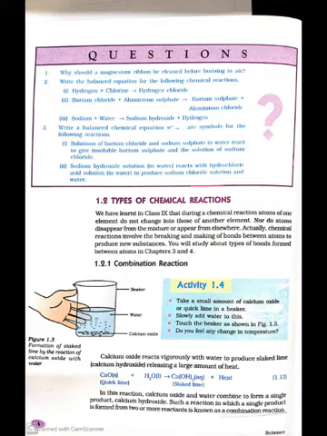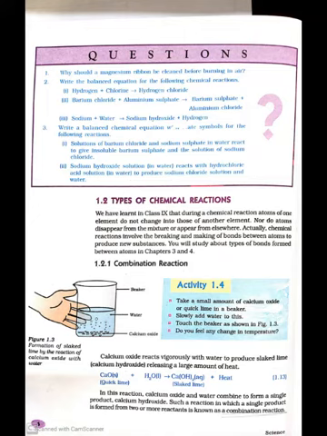Now the questions. Question number 1. Why should a magnesium ribbon be cleaned before burning in air? Question 2. Write the balanced equation for the following chemical reactions. First one, hydrogen plus chlorine is equal to hydrogen chloride. Second, barium chloride plus aluminium sulfate is equal to barium sulfate plus aluminium chloride. Third one, sodium plus water is equal to sodium hydroxide plus hydrogen.